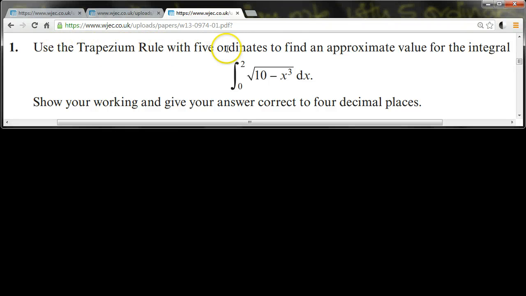Use the trapezium rule with 5 ordinates to find an approximate value for the integral here between 0 and 2. Show your working and give your answer correct to 4 decimal places.